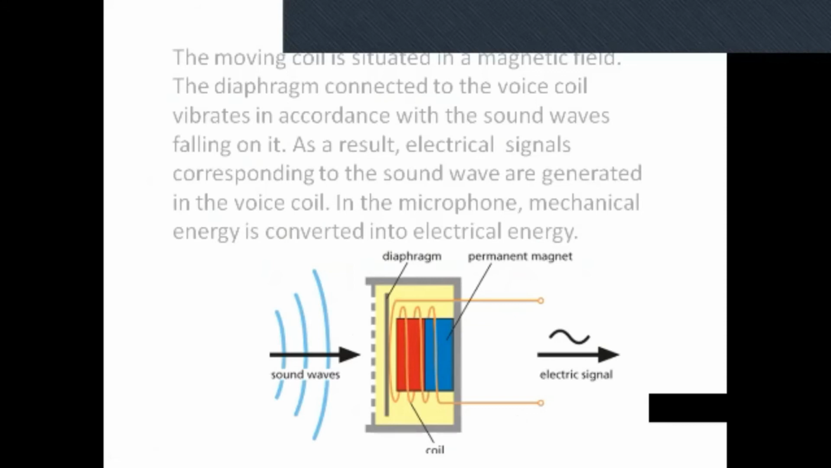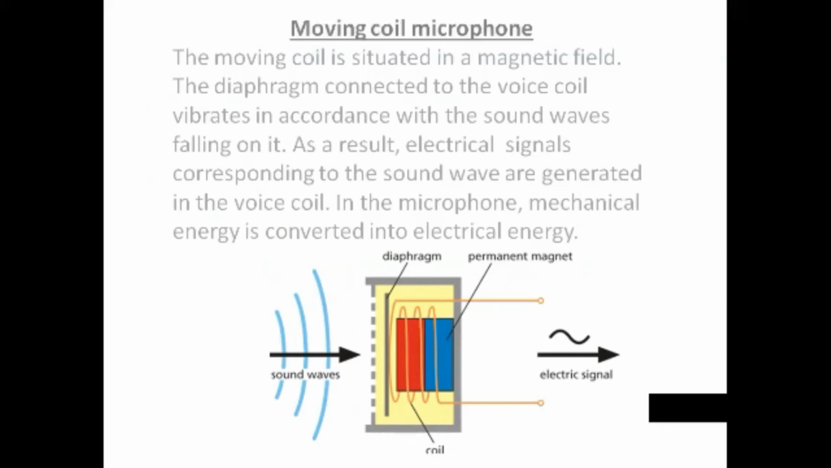This moving coil microphone always works on the basis of self-induction or electromagnetic induction. The moving coil is situated in a magnetic field. The diaphragm connected to the voice coil vibrates in accordance with the sound waves falling on it. As a result, electrical signals corresponding to the sound wave are generated in the voice coil. In the microphone, mechanical energy is converted into electrical energy.